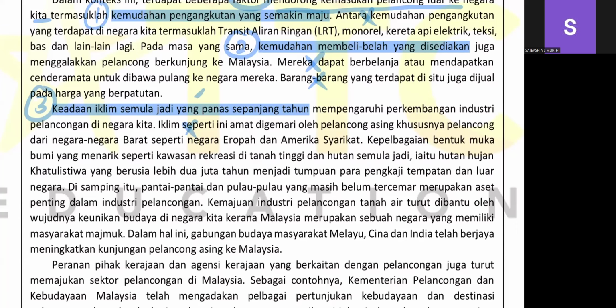What else in this paragraph? Kepelbagaian muka bumi, yes, correct. Kepelbagaian bumi yang menarik. This is number 4. Okay, what else? Pantai-pantai, yes, correct. Pantai-pantai pulau yang masih belum tercemar, this is number 5.